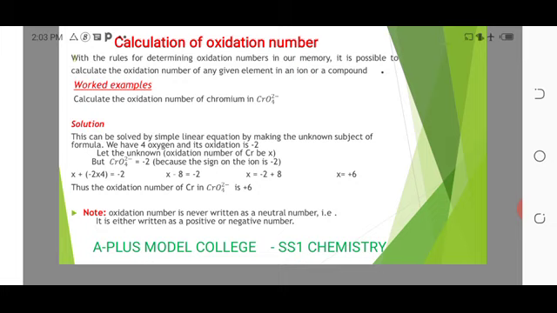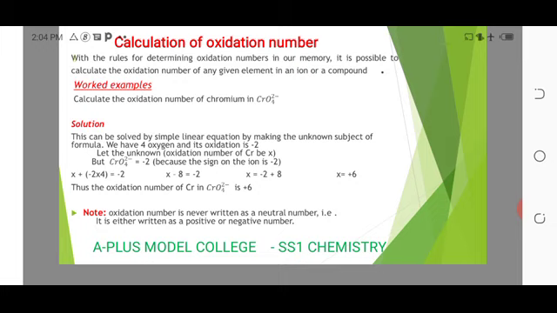How do we calculate the oxidation number of elements? The first one is the worked example we find. Look at the same, we calculate the oxidation number of chromium in tetraoxochromate 6. We are going to talk about that. And look at that, we're having a -2 there as the charge of that radical. CrO4 is a radical. When we have more than one sort of element that is carrying charge, it is referred to as a radical.